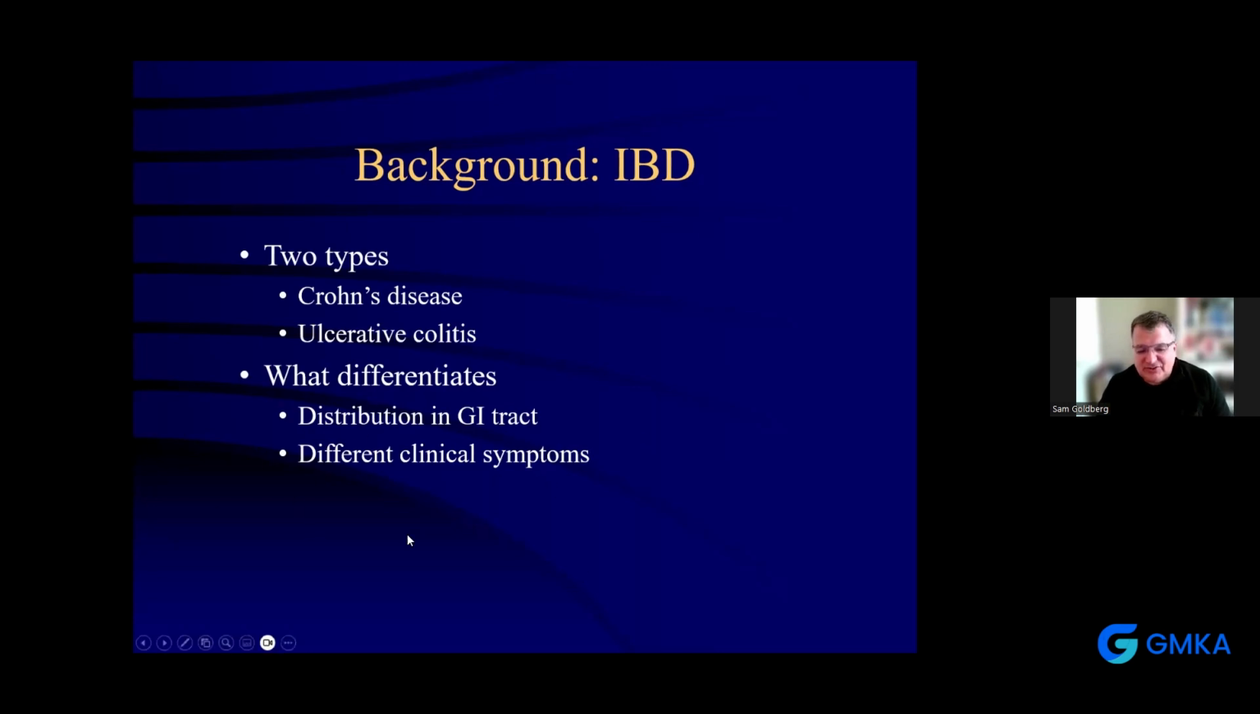The different clinical symptoms are also important. Ulcerative colitis generally tends to present with bloody diarrhea, lots of bowel movements, and tenesmus, not a lot of abdominal pain. It's mostly bloody diarrhea and urgency or tenesmus, whereas Crohn's disease presents more with mucus diarrhea and more with abdominal pain.